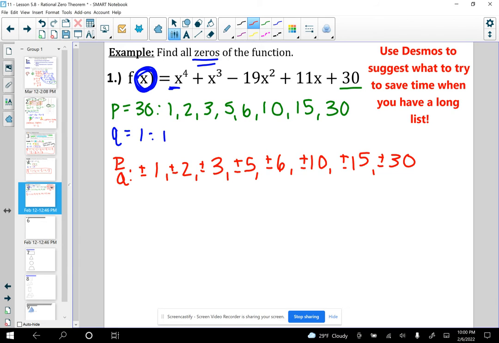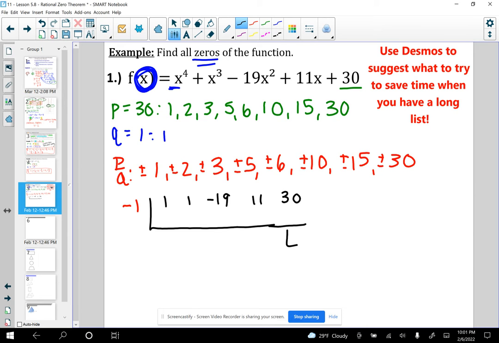Yes, back to tablet mode. So you're gonna set up synthetic division. And again, you're going to pick one that you saw in Desmos. So we saw -1. Okay. So just like we've kind of been doing, this is a good review for the quiz. We're going to use the coefficients from the original polynomial. So that'd be 1, 1, -19, 11, 30.